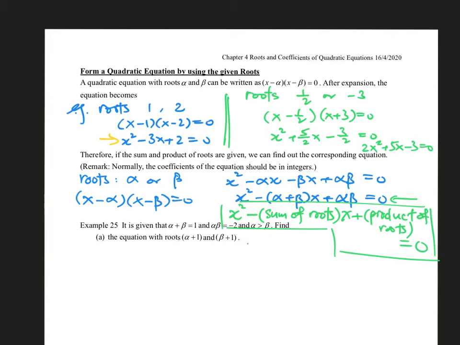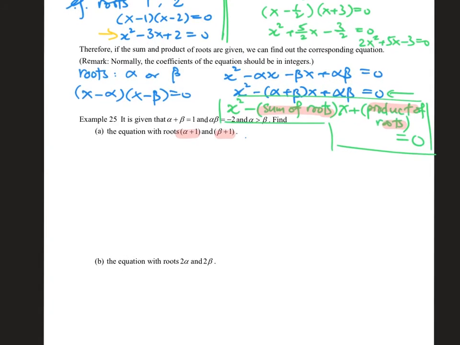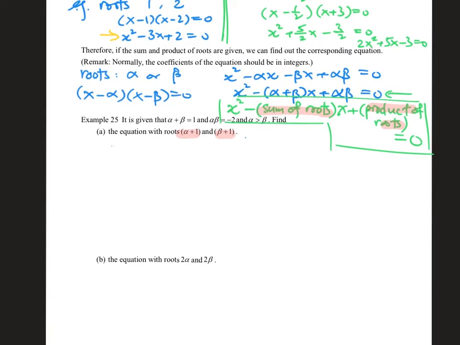So let's take a look at example 25 to see how we can use the formula. In the question, you see that the roots are alpha plus 1 and beta plus 1. In order to apply the formula, you need to find the sum of roots and the product of roots. In order to form the equation, you need to check the sum, alpha plus 1 plus beta plus 1, as well as the product, alpha plus 1 times beta plus 1. We now calculate it one by one. The question tells you already that the sum of alpha and beta is 1, and alpha beta is minus 2.